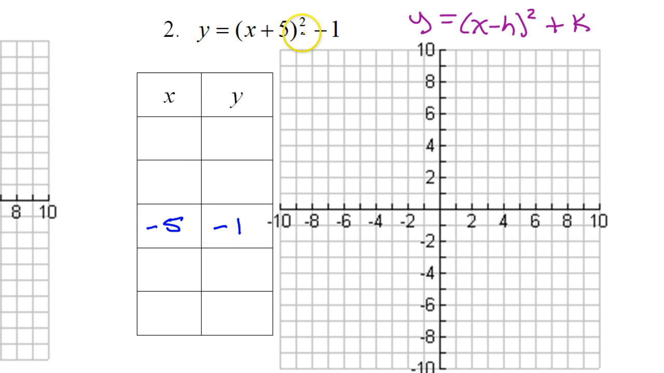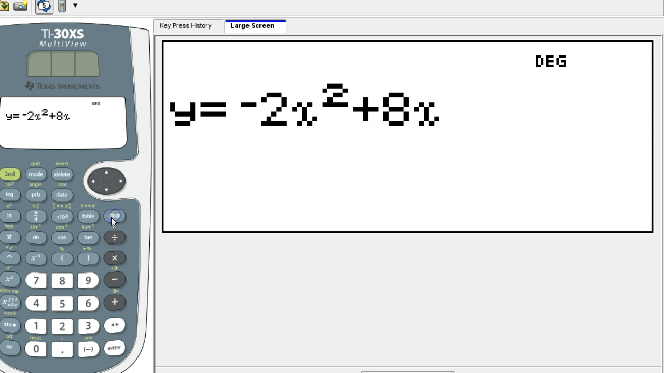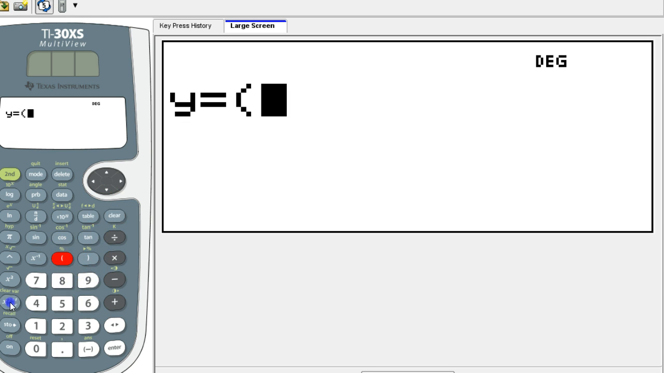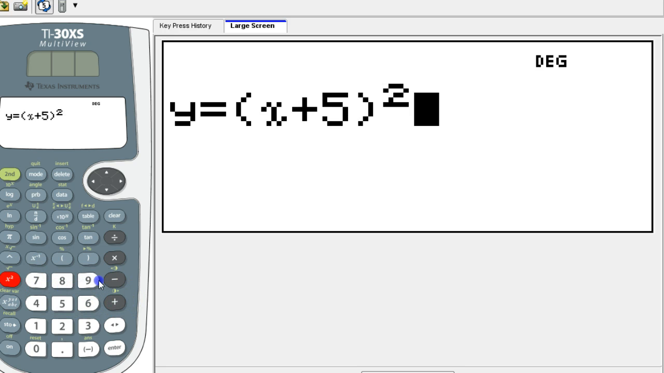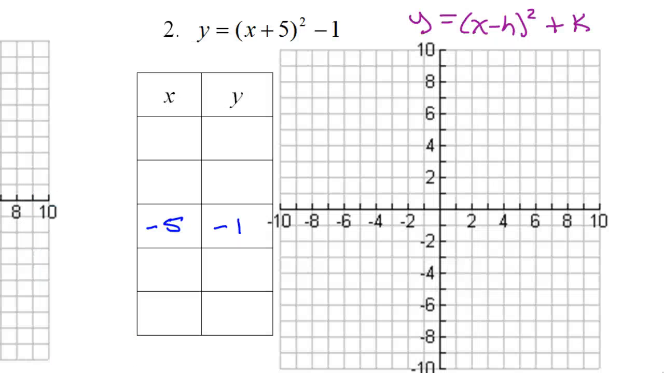So again, we can use our TI-30 XS MultiView. Go to your table function, clear that out. So we have x plus 5 squared minus 1. Now, but first, going backwards, this should be negative 6, negative 7, and negative 4, and negative 3.